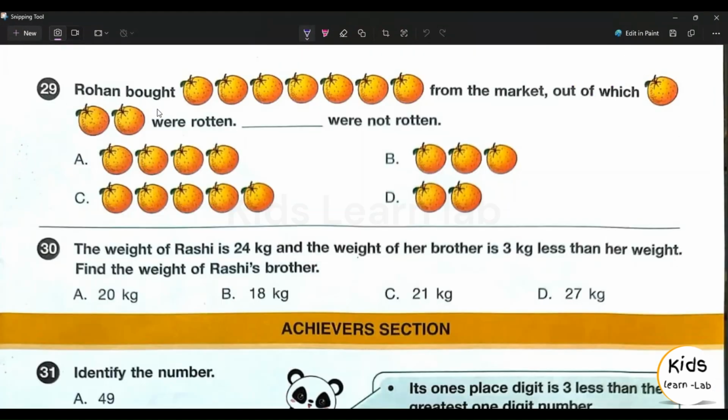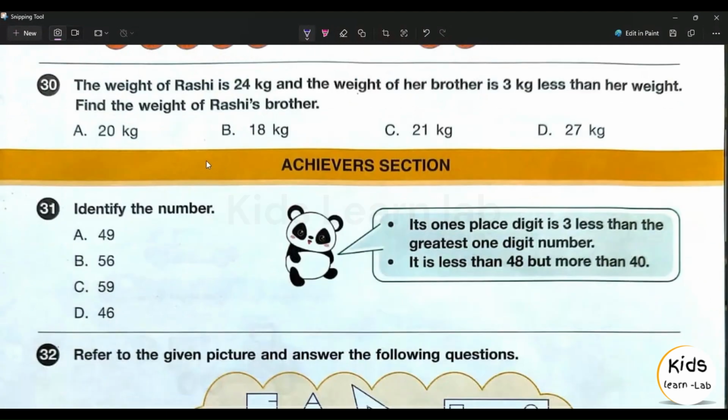29th question, Rohan bought 1, 2, 3, 4, 5, 6, 7 oranges from the market, out of which 1, 2, 3 were rotten, dash were not rotten. So, how many oranges he bought from the market, children? 7 from the market, 1, 2, 3 were rotten. So, dash were not rotten. 7 minus 3 is 4. 4 oranges were not rotten. Option A is the right answer.